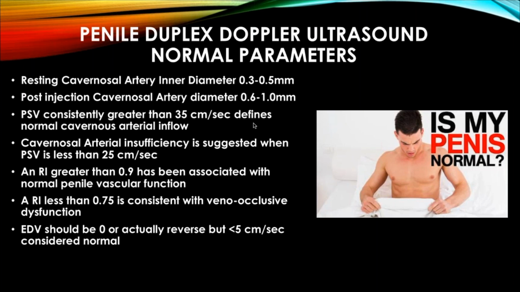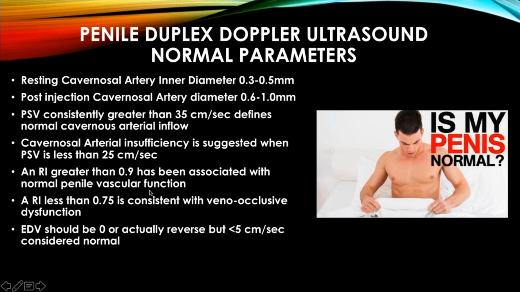of erections, and you hit the rigid phase, you may see a peak systolic velocity less than 25 centimeters per second, but the patient should have a rigid erection and an end diastolic velocity of 0 or negative. And when you see that, if it's less than 25 centimeters per second, you should suspect that you just missed it by imaging too late.